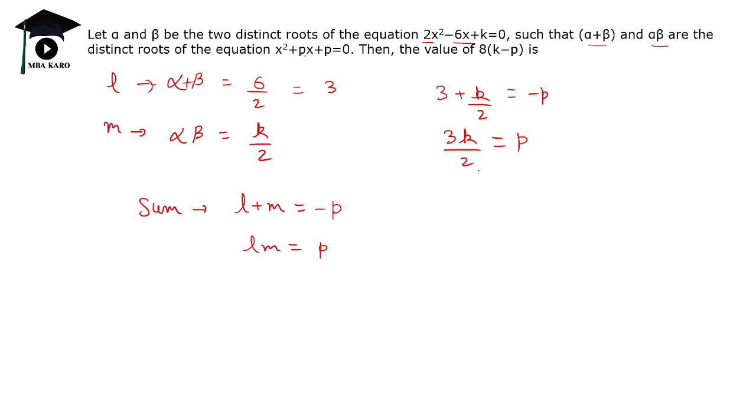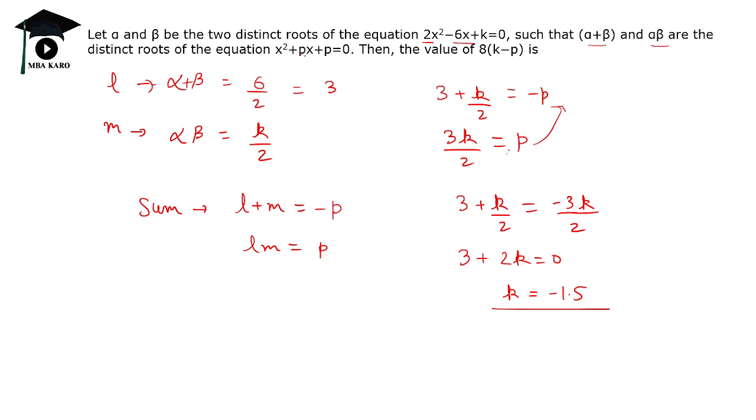Now we get that p is equal to 3k by 2. So we will substitute this here. So 3 plus k by 2 is equal to minus 3k by 2. Okay, and if we bring it this side, we will get 3 plus, this becomes k plus 3k, 4k by 2, 2k is equal to 0, or 2k is equal to minus 3, k is equal to minus 3 by 2 or minus 1.5. The value of k has come.